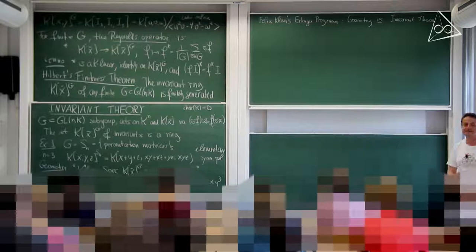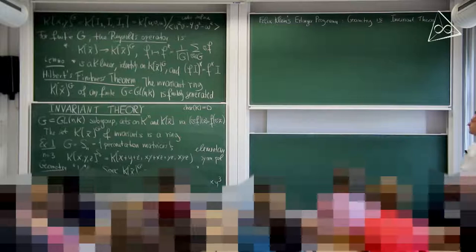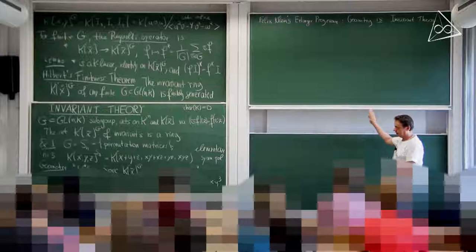So anyway, question. So that means that we do not know a priori that this is an ideal, this in K[x]^G.